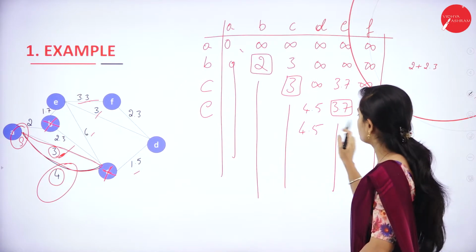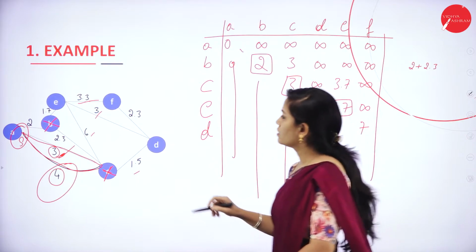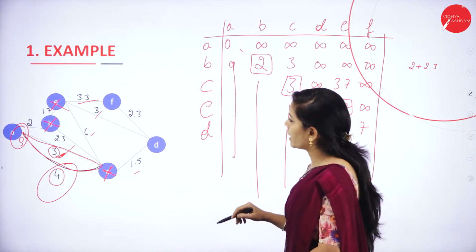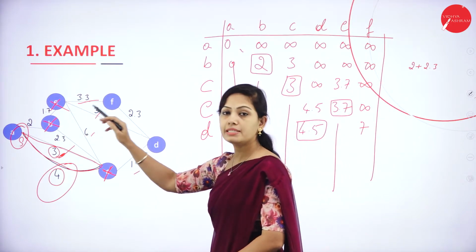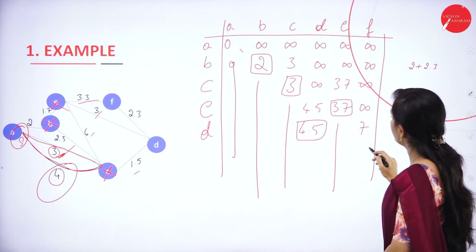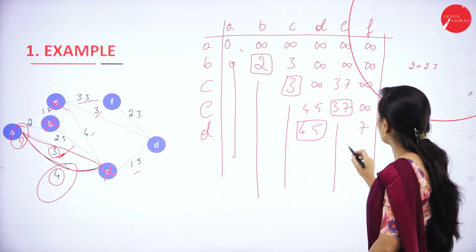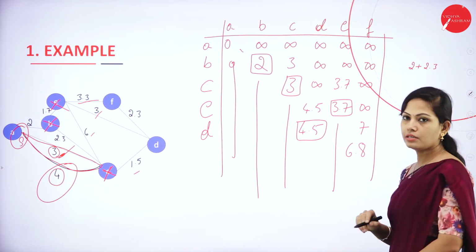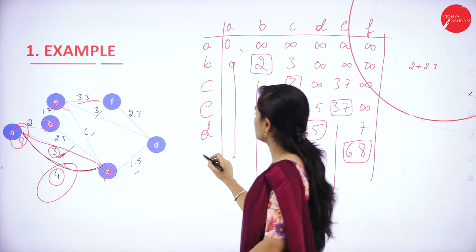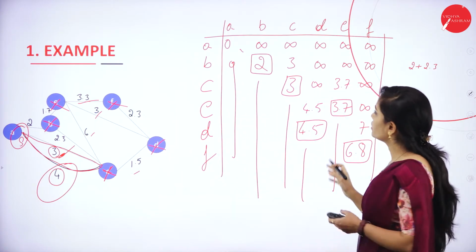Now the least value is 4.5, it comes under vertex D. So you can cancel this E also. D is connected to F, E and C. C and E are already visited. D is connected to F. D to F is 2.3. 4.5 plus 2.3 is 6.8. Clear? Now the last vertex is F. So this is your table.